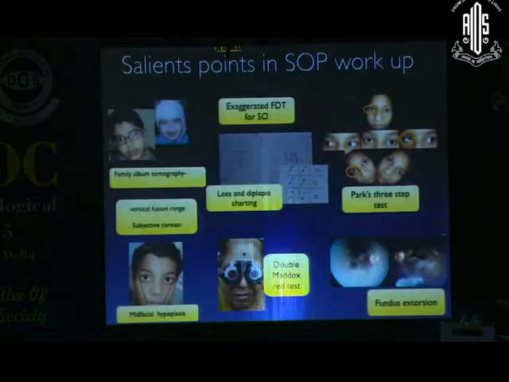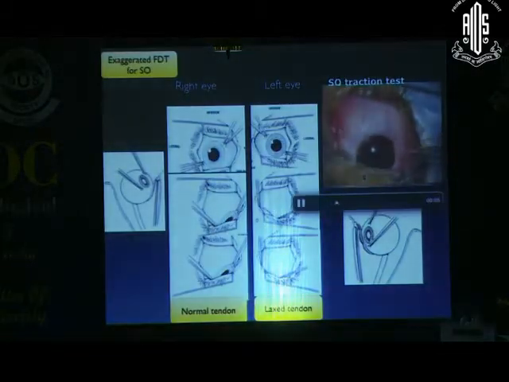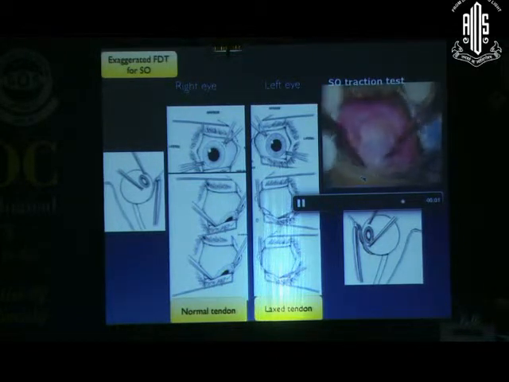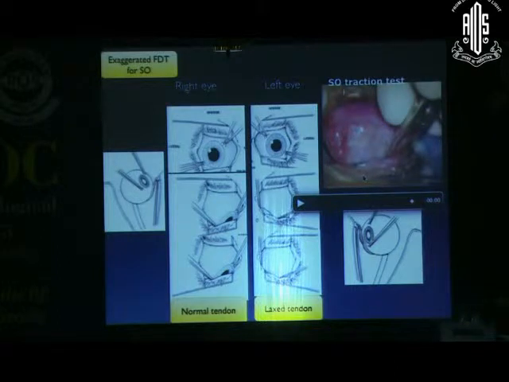Yes. Show the video again. Yeah, this is a lax tendon. You can see we have held, we have adducted, we have depressed the globe simultaneously, and we have intorted, and you can see the limbus is not... You are not able to see the limbus. So this is a lax tendon. You have to push it down.